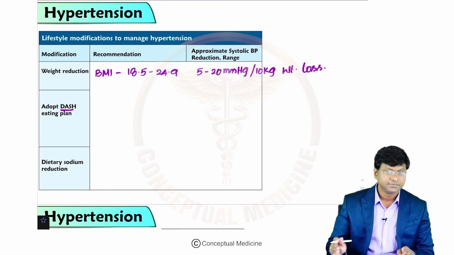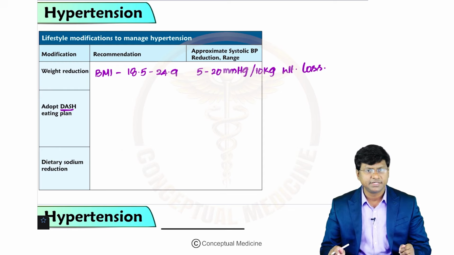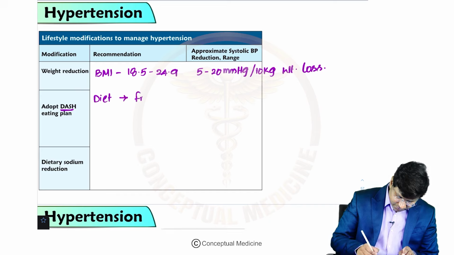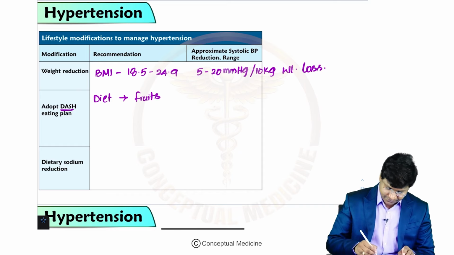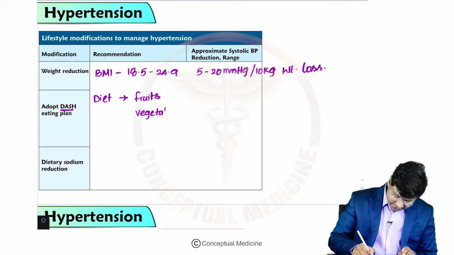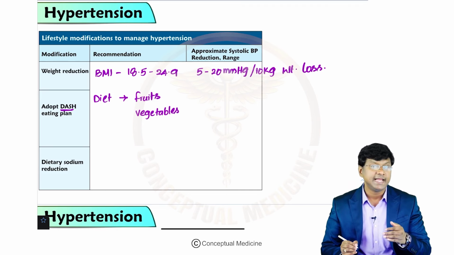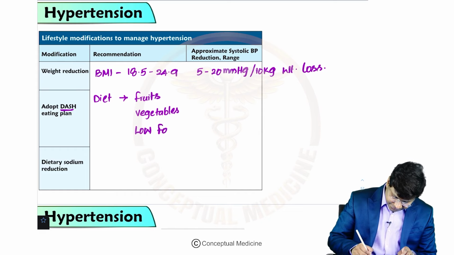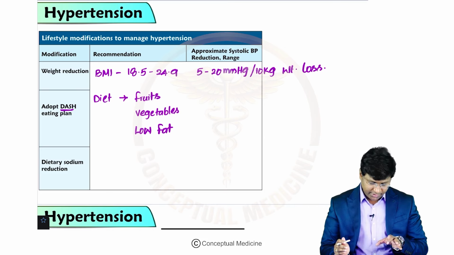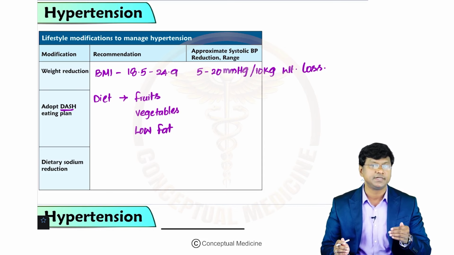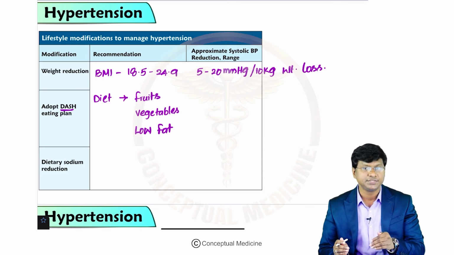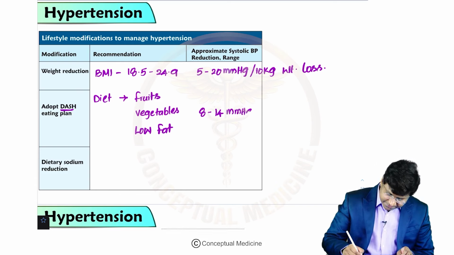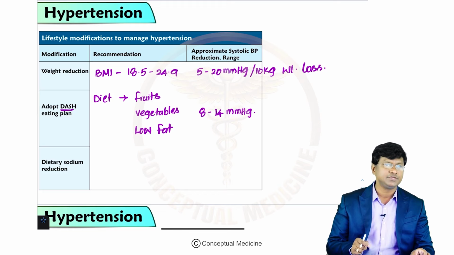Now, coming to the DASH diet. When you adopt the DASH diet, what do you mean by the word DASH diet? That is the diet rich in fruits, the diet which is rich in vegetables, and the diet which has low fat dairy products. So if the individual adopts this particular DASH diet, then what will be the systolic blood pressure reduction? That will be around 8 to 14 millimeters of mercury.